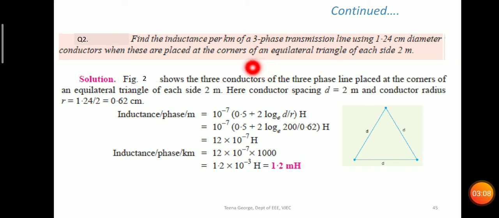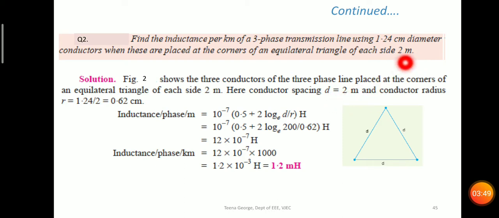Now the second question. Find the inductance per kilometer of a three-phase transmission line using 1.24 centimeter diameter conductors when these are placed at the corners of an equilateral triangle of each side 2 meter. Here a three-phase transmission line is given. The diameter is 1.24 centimeter and it is placed at the corners of an equilateral triangle. That means the distances between the conductors are equal, 2 meter. So d equal to 2 meter.